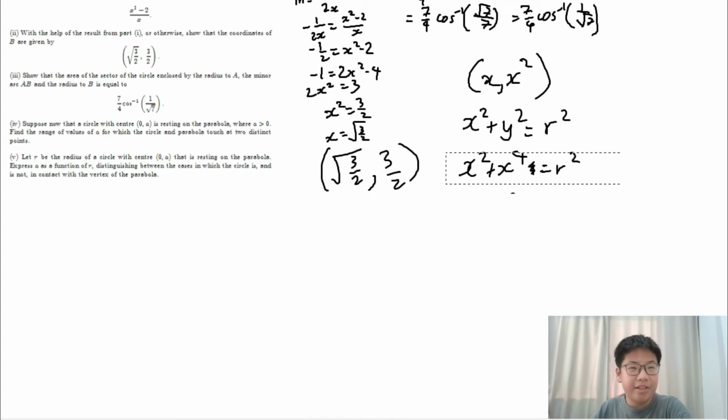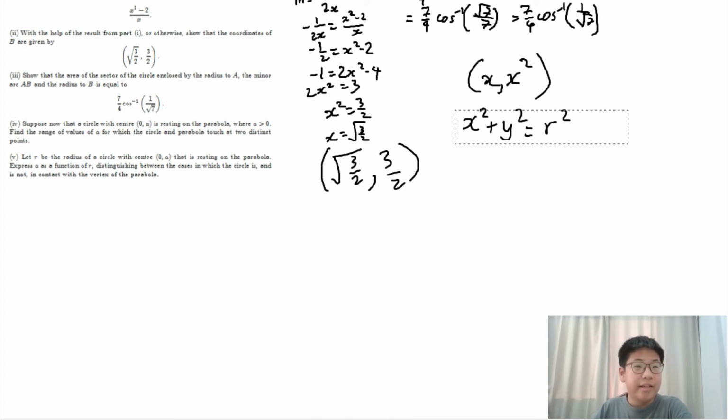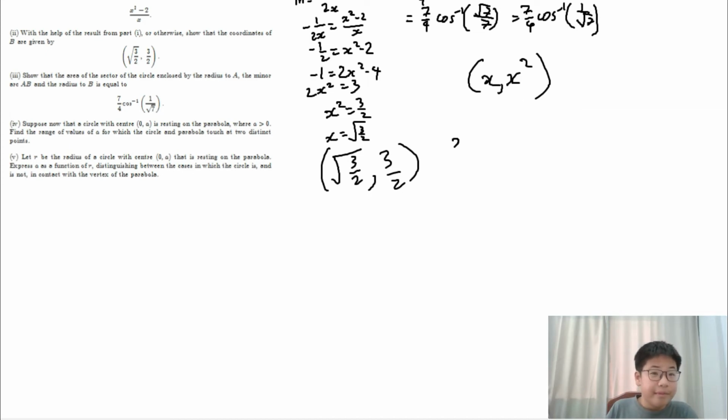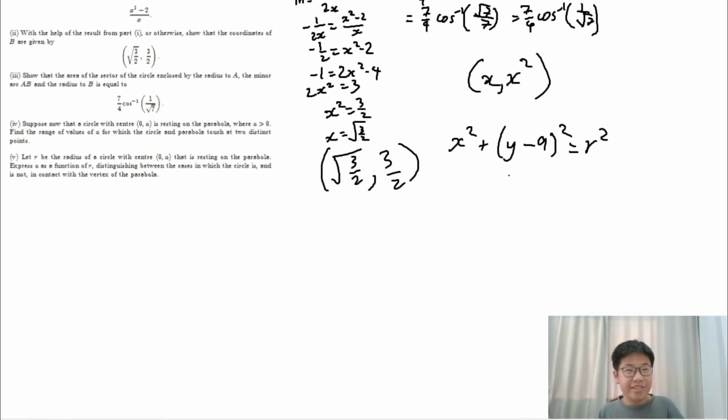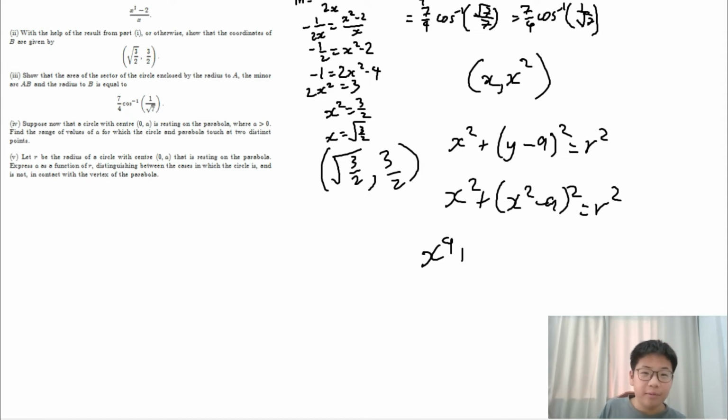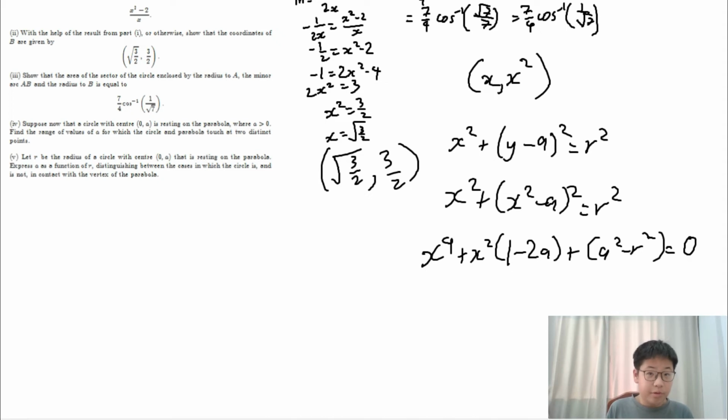Basically we can't, because I got the formula for the circle wrong, and so this actually turns out to be x squared plus (y minus a) squared equals r squared. This video is getting a bit long because obviously this is taking very long. So x squared plus (x squared minus a) squared equals r squared. So this means x to the power of 4 plus x squared times (1 minus 2a) plus a squared minus r squared equals 0.